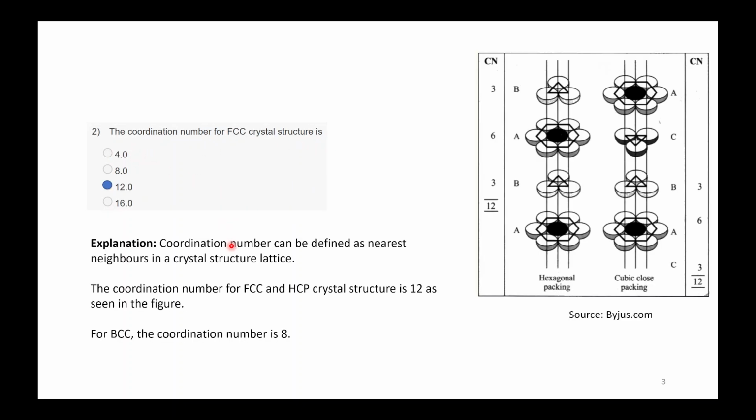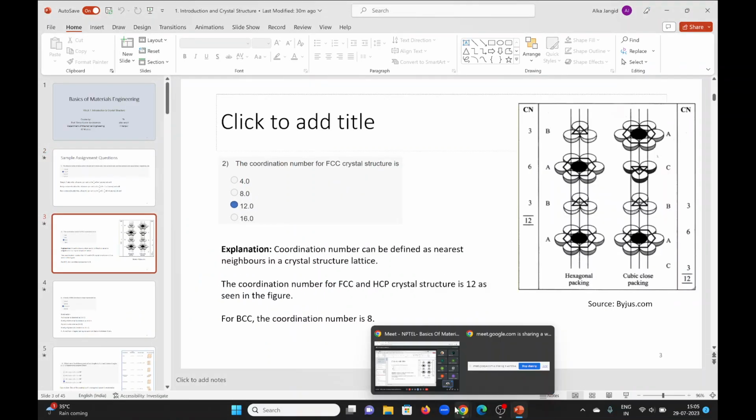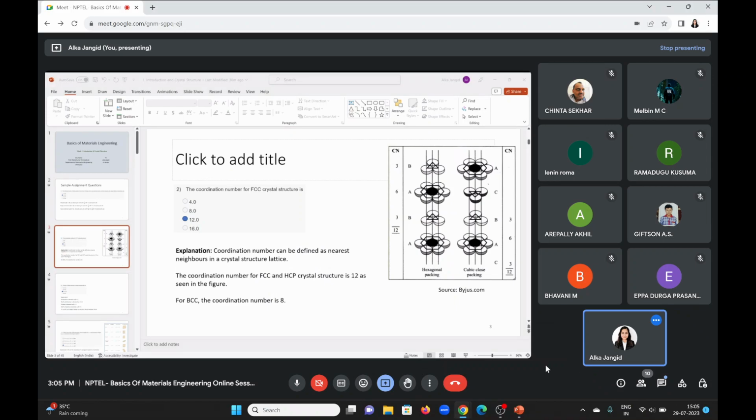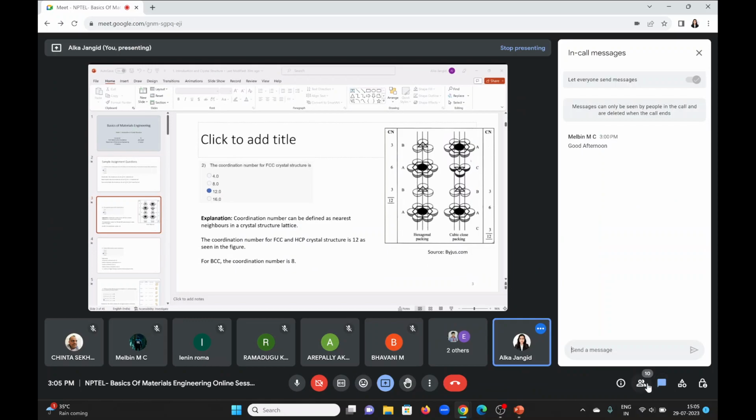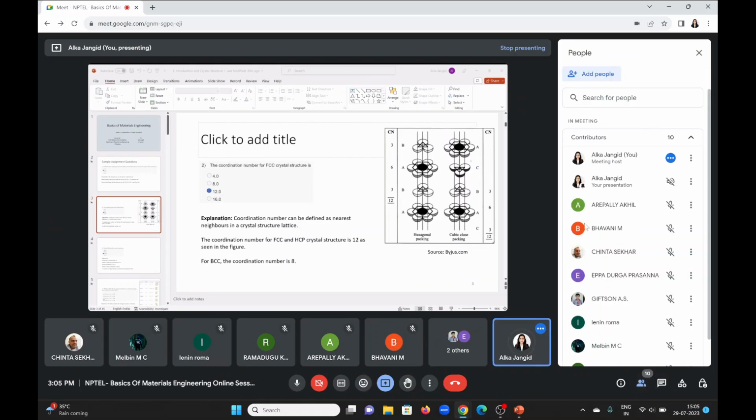Now, a family of Miller directions is always represented as. These are the options. Any new participants? Okay.